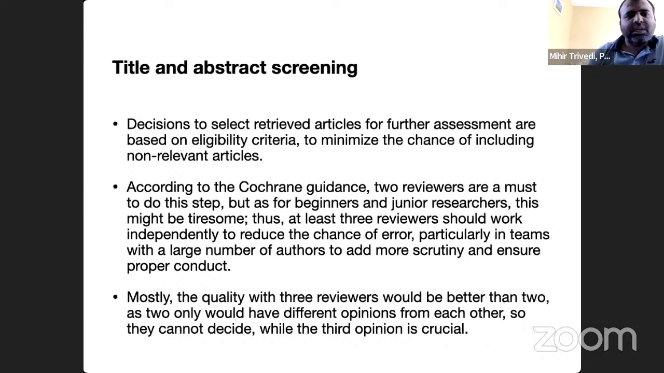Title and abstract screening. The decision to select retrieved articles for further assessment is based on eligibility criteria to minimize the chance of including non-relevant articles. According to the Cochrane guidance, 2 reviewers are a must for this step, but for beginners and junior researchers, this might be tiresome. Thus, at least 3 reviewers should work independently to reduce the chance of error, particularly in teams with a large number of authors, to add more scrutiny and ensure proper conduct. Mostly the quality with 3 reviewers would be better than with 2, as 2 may have different opinions from each other, so they cannot decide, while the third opinion is crucial.